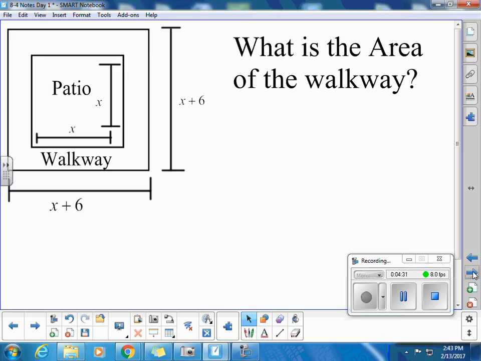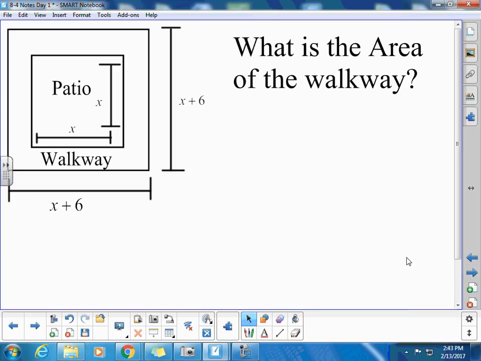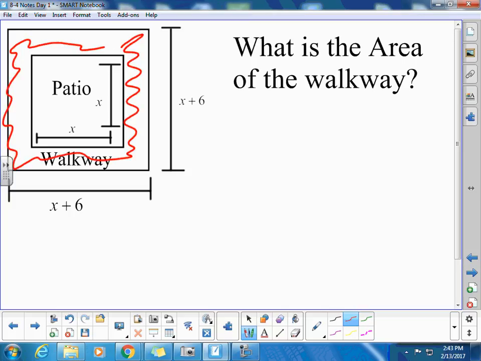All right, so let's look at this. We have, what is the area of the walkway? So this would be a patio with a walkway around it. And we have some dimensions. We just want to know just this. I don't care about the patio, but to find that, I have to find the dimensions of the whole, the big rectangle. And we have the big rectangle's x plus 6 times x plus 6.